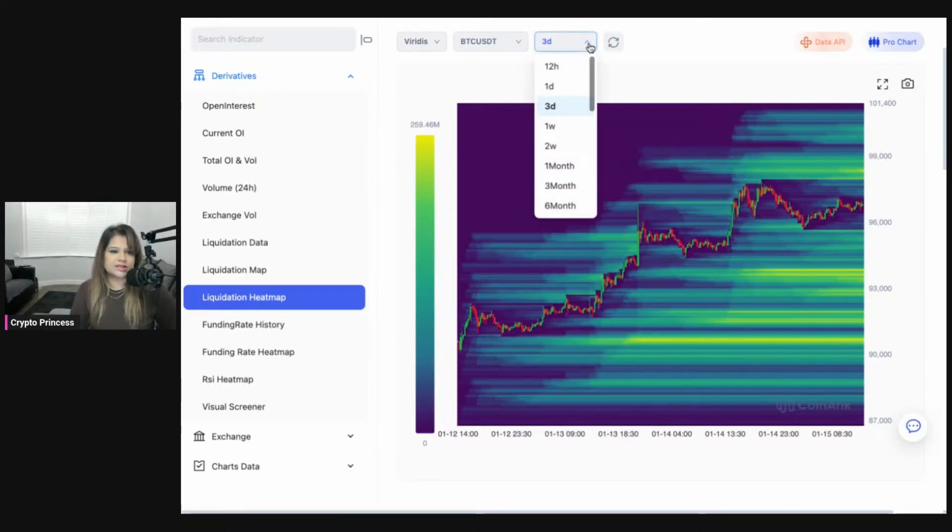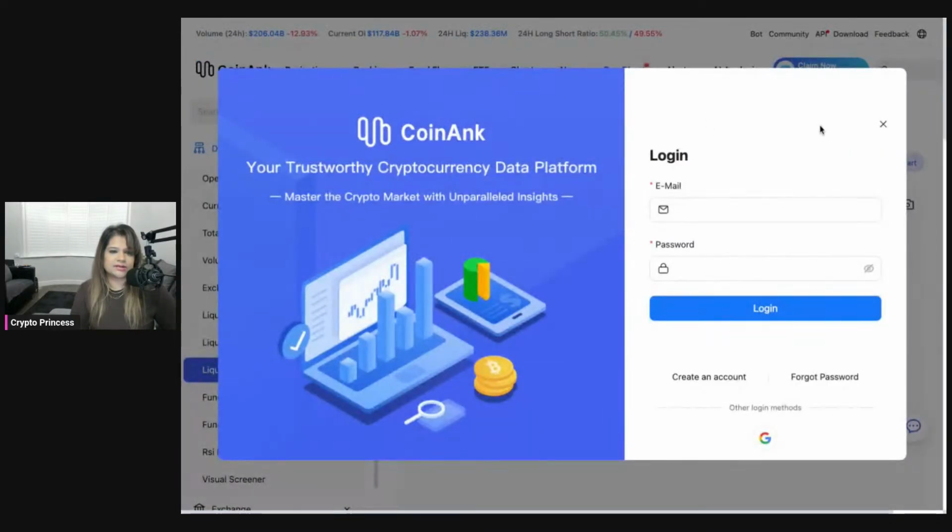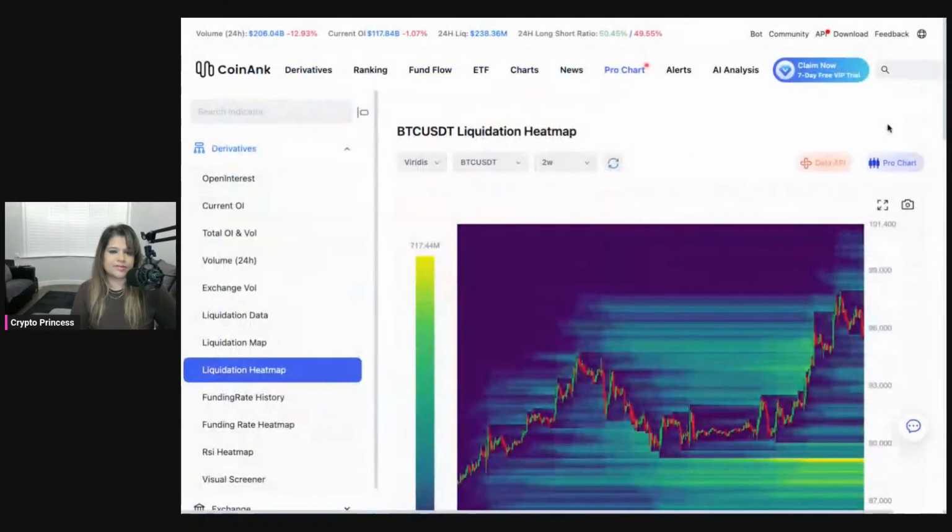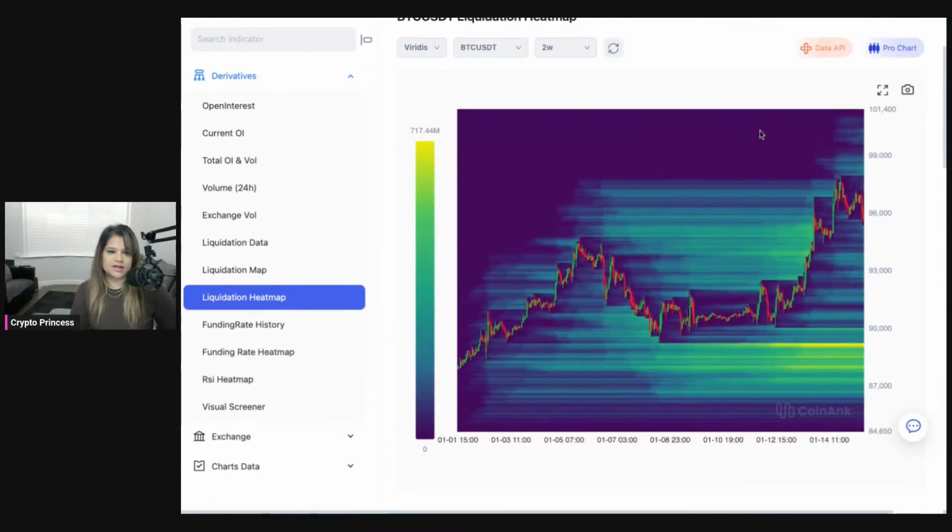This is on the 3-day chart. Let me just quickly check the 2-week. Yes, there's a lot more liquidity down below on the 2-week as well. In fact, that's underneath the golden pocket area, a little bit underneath the golden pocket area. That's quite a lot of leverage liquidity down there.